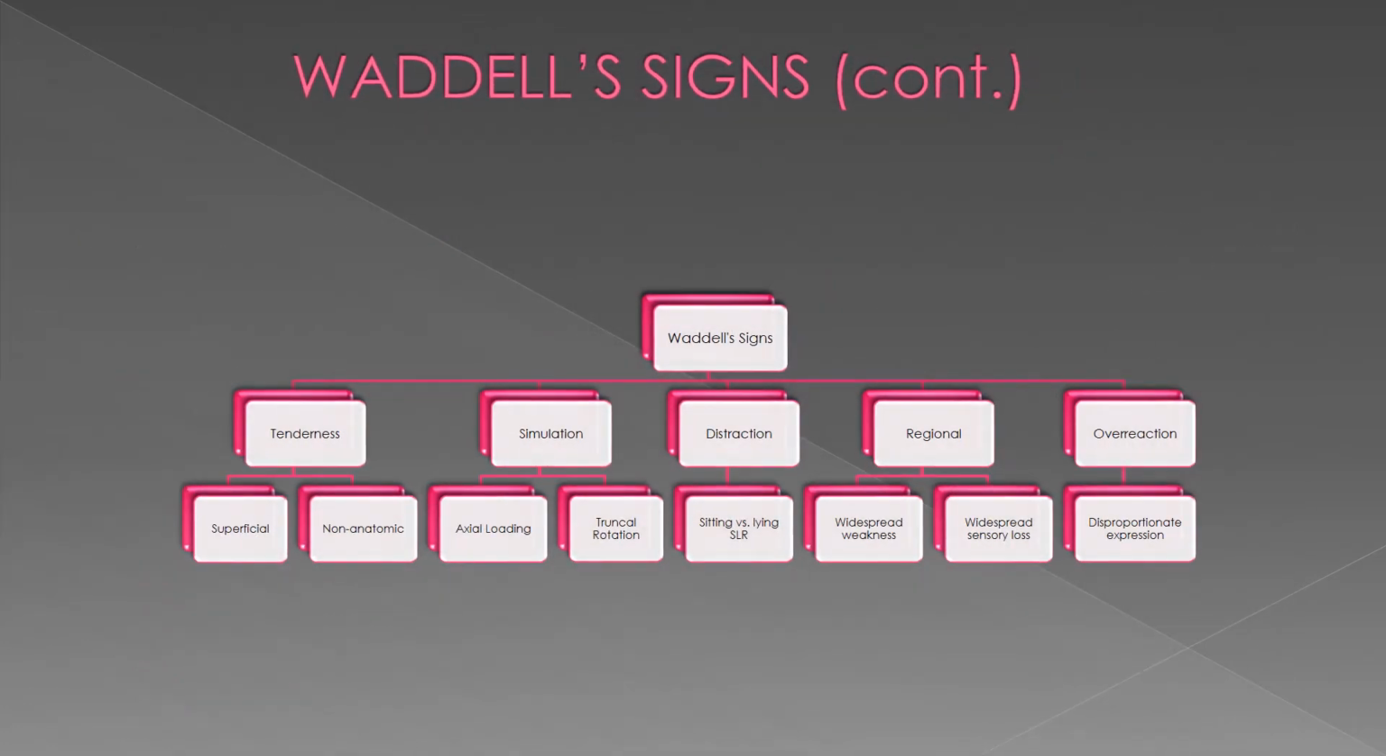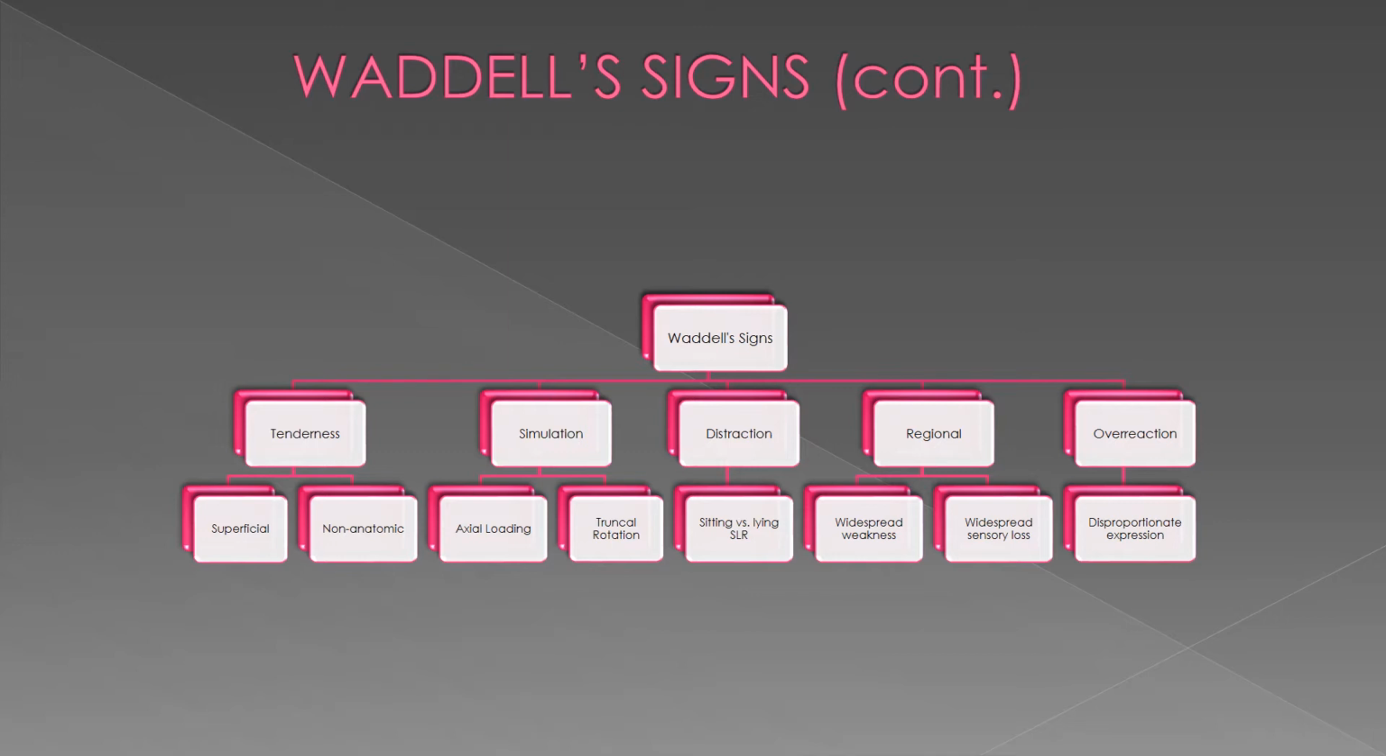And here's a diagram that sort of simplifies the Waddell signs. Up here you have the Waddell signs in general, and here are the 5 different categories of testing. We have the palpation for tenderness testing, the simulation maneuvers, the distraction maneuvers, the regional maneuvers, and the overreaction maneuvers. Now, the tenderness maneuvers can be broken down into both the superficial palpation exam or the superficial tenderness and the non-anatomic tenderness.